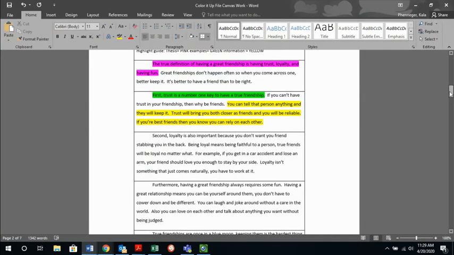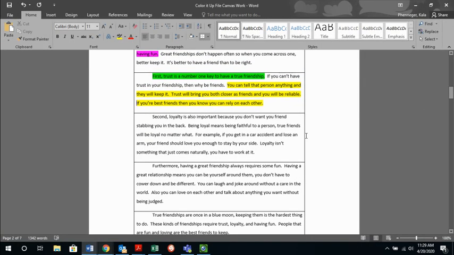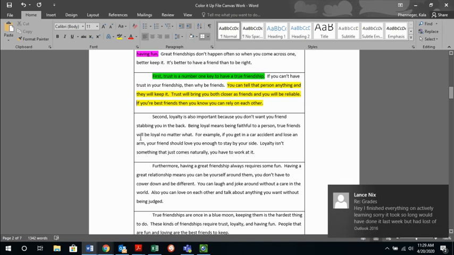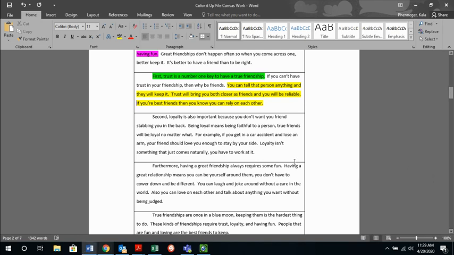All right, so let's move on to our next paragraph. It says, second, loyalty is also important because you don't want your friend stabbing you in the back. Being loyal means being faithful to a person. True friends will be loyal no matter what. For example, if you get in a car accident and lose an arm, your friend should love you enough to stay by your side.